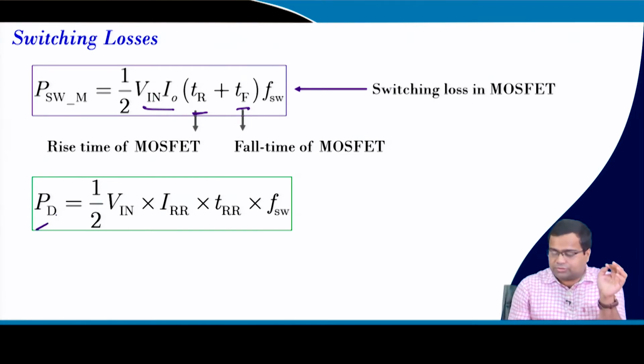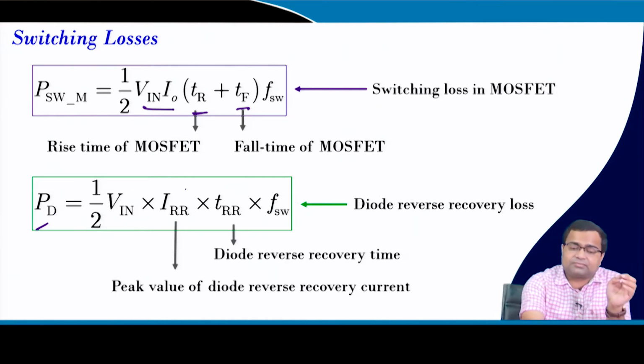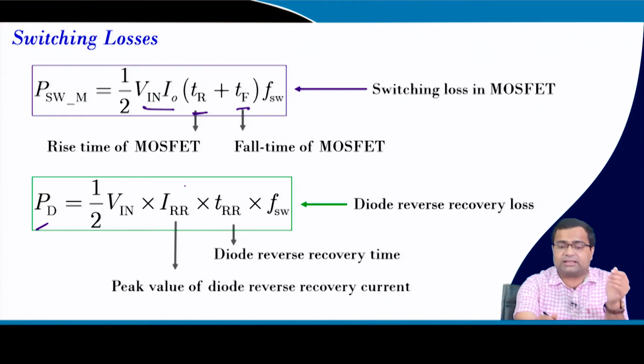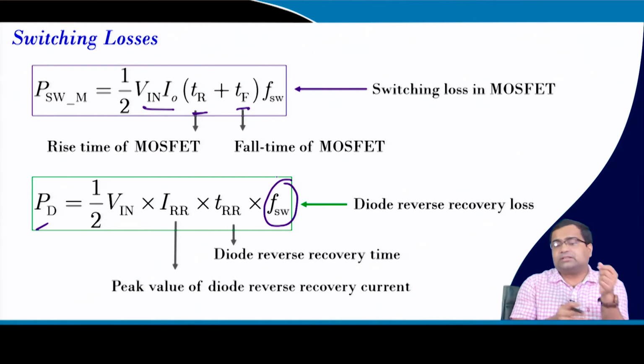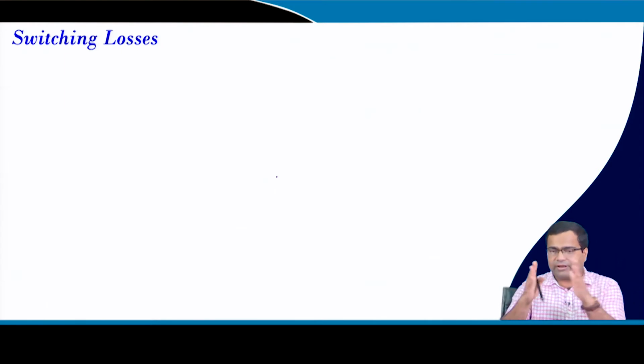Then the diode reverse recovery loss, which corresponds to the input voltage, reverse recovery current and the reverse recovery time. So, if the diode has a larger reverse recovery time, then more losses will be there. But it depends on the switching frequency, that means how often you turn on and off this diode.